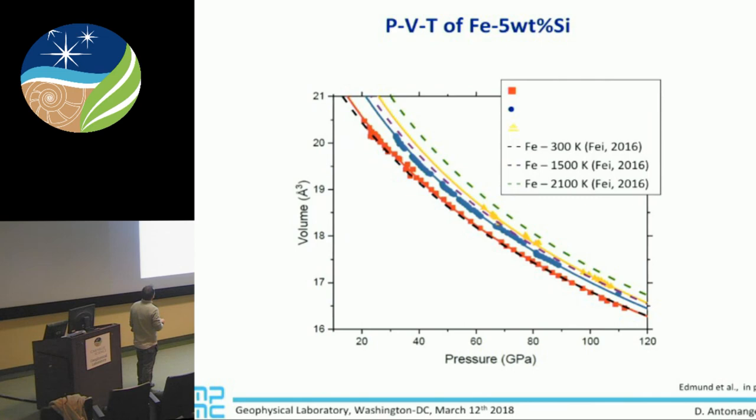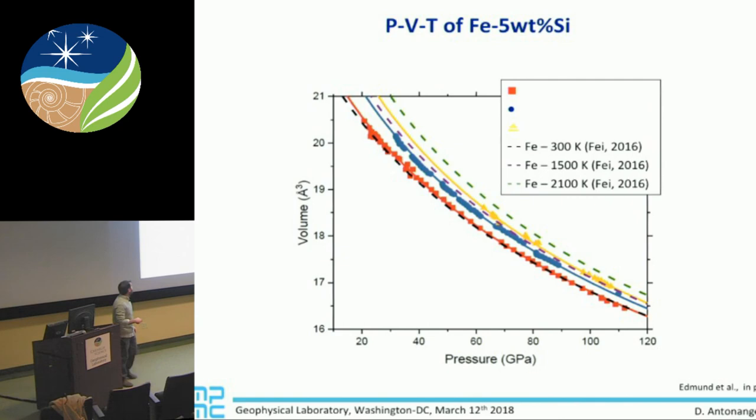So the first thing we did was start looking at different isotherms. So compression curve for, oops, I have a problem with my legend, sorry. So the reference here is for pure iron, and in red, these are isotherms at 300 Kelvin. This is an isotherm at 1500, and it should be at 2100 Kelvin. So this result shows very smooth compression and has been analyzed in terms of a pressure, volume, temperature equation of state and compared with pure iron.